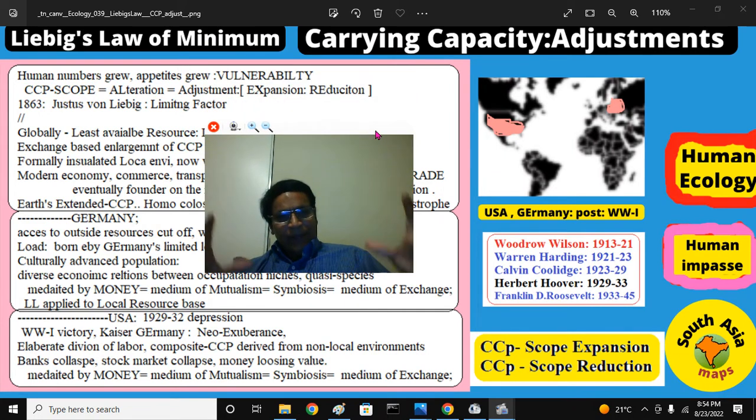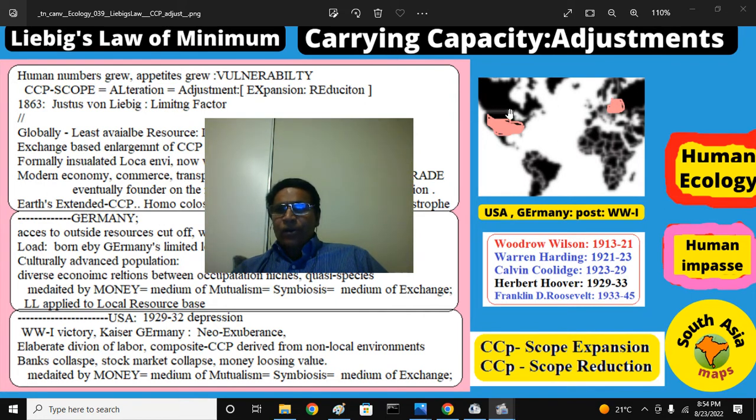That means previously these human organisms or animals, quasi-species, depended upon the external, non-local carrying capacity, the global composite carrying capacity. The restrictions were applied broadly, globally, not locally. Once the trade relations, the monetarily mediated mutualism, collapsed, Liebig's law of the minimum was now applied to the CCP locally. The contraction occurred, and the country went into unprecedented economic recession and collapse.